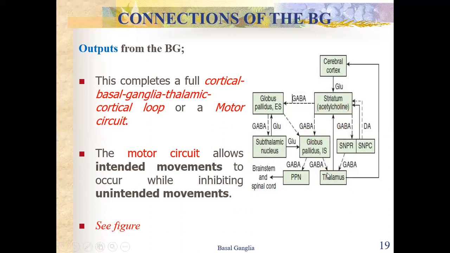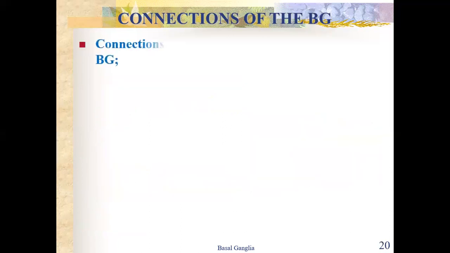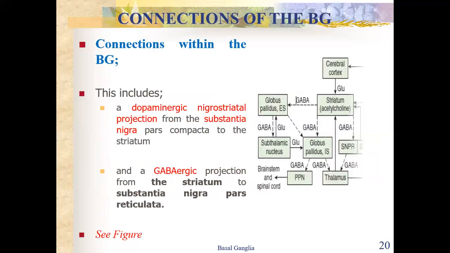Don't forget the functions of the motor circuit in the basal ganglia: it allows intended movement to occur while inhibiting unintended movements. So that takes us to connections within the basal ganglia. We have seen the input and the output. Now let's look at the connections within.